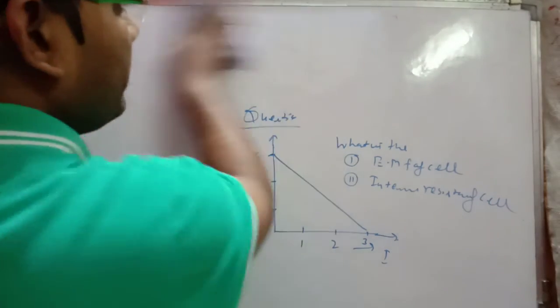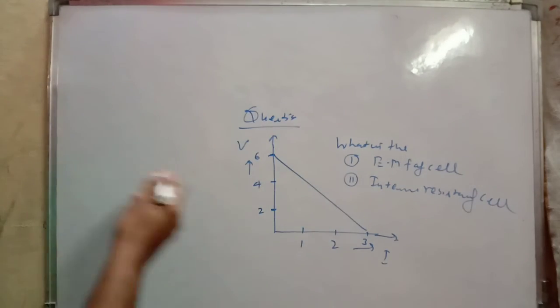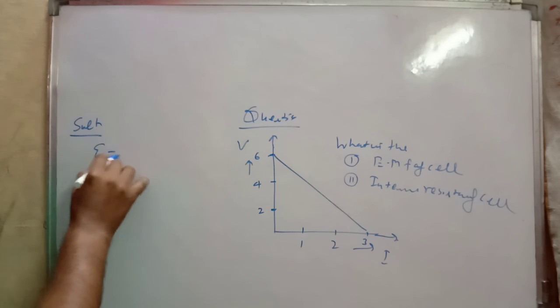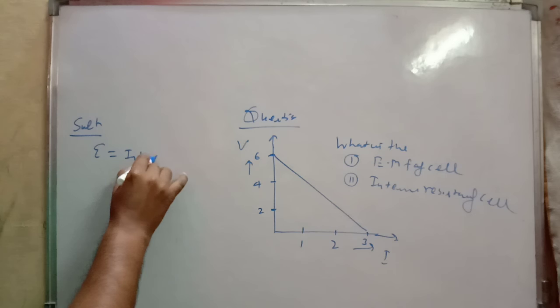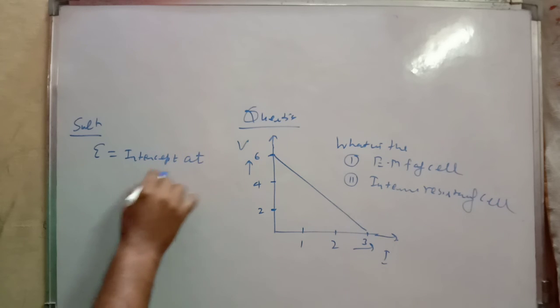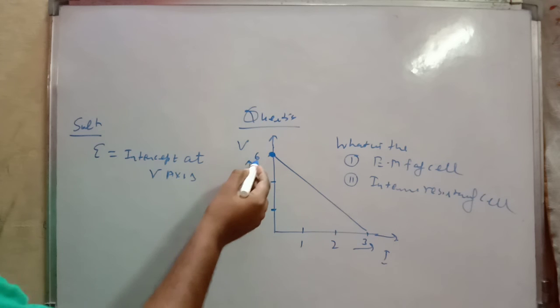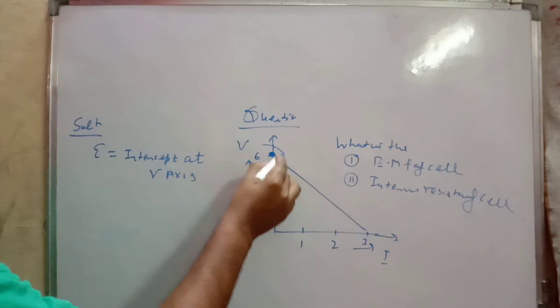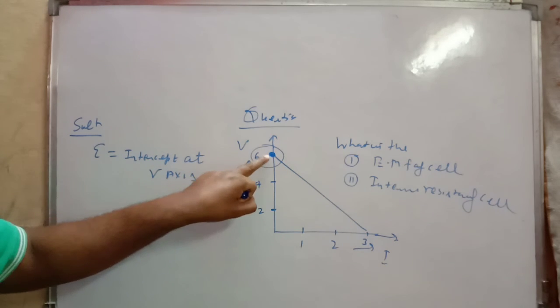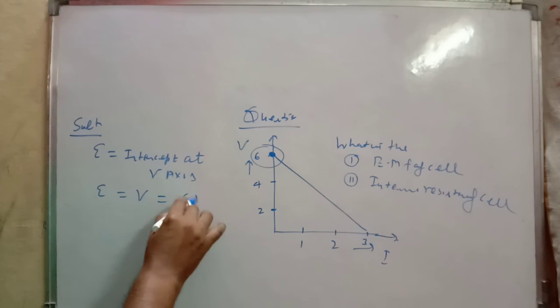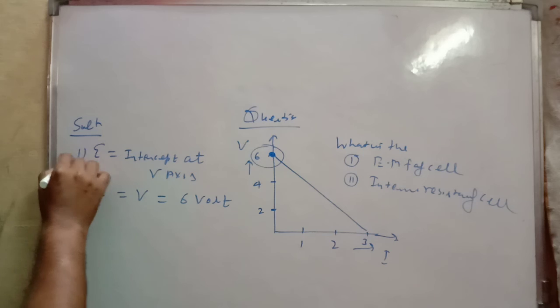We know that EMF is an intercept. Solution here: EMF is equal to the intercept at the V axis. What is the intercept at the V axis? This one is 6. The intercept at the V axis is 6. That means E is equal to V, that means 6 volt. This one is the first answer.